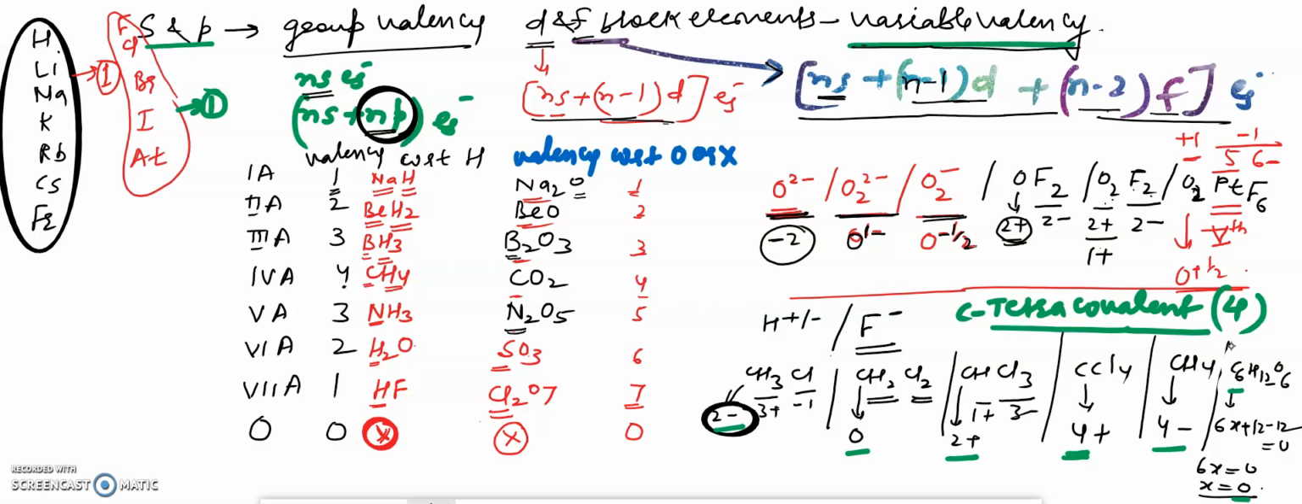So that is what I told you. Here valency is equal to oxidation number, but in all the rest of the cases, valency is different from the oxidation number. Covalency may or may not be equal to oxidation number, but electrovalency or ionic valency will always be equal to the oxidation number. So this is all about the basic idea of valency, oxidation number and charge.